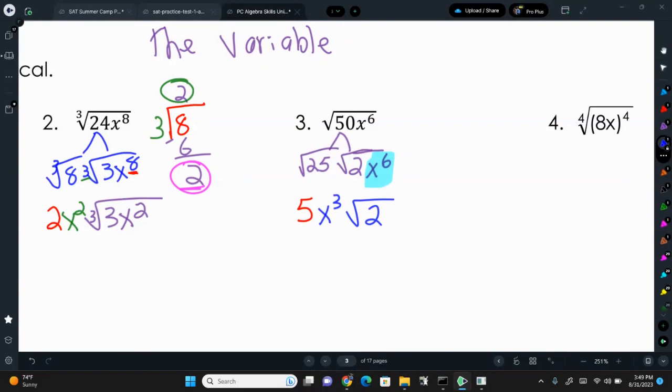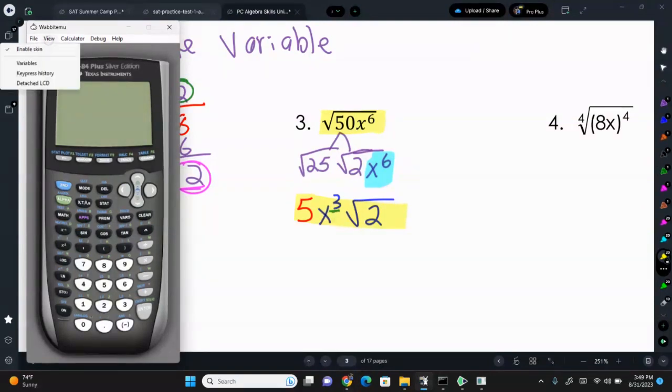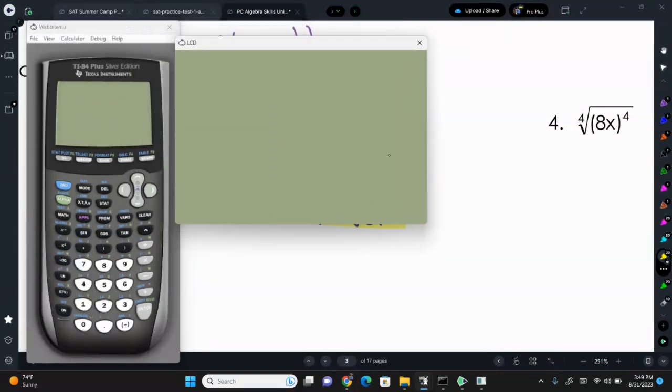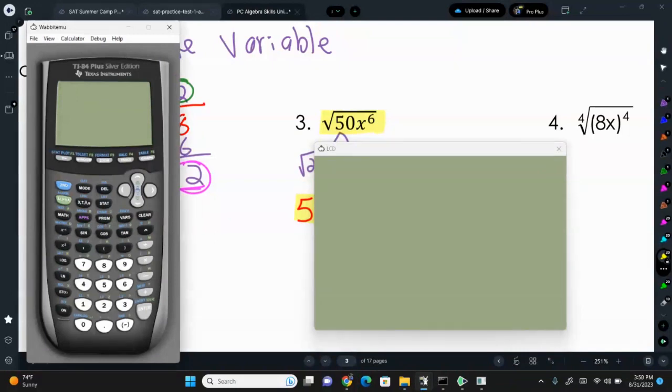Now, we had an even root, an even power, which was x to the 6th inside the square root, and then our result was an odd power. So we have to have absolute value brackets around it, because these two things should be equivalent for all values of x. And if we go and look at the calculator real quick, I'm going to plug in a negative number for x.